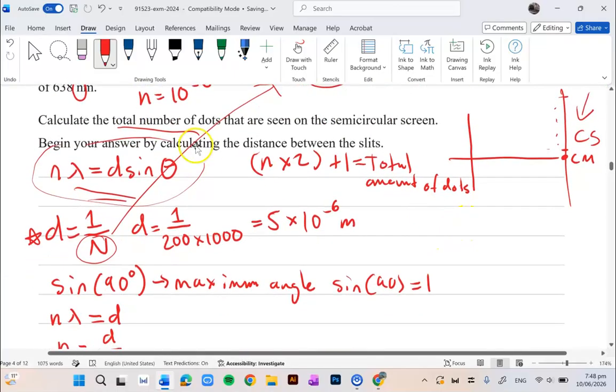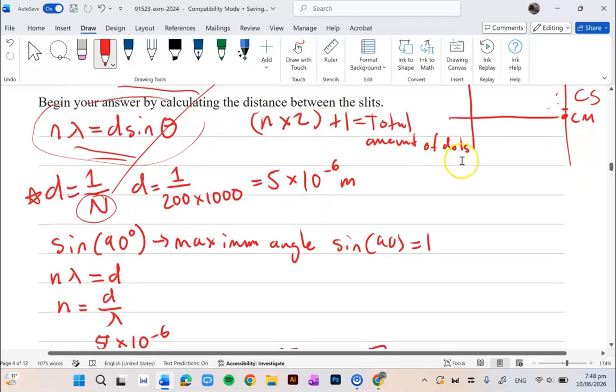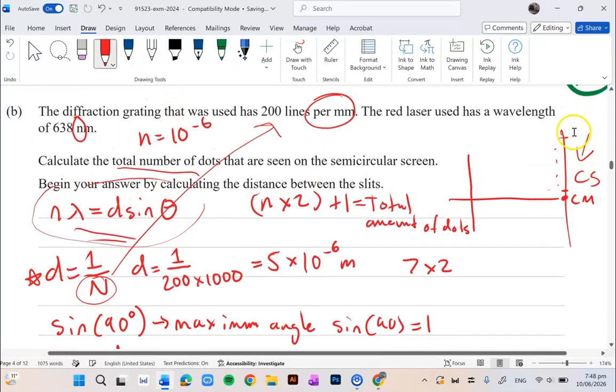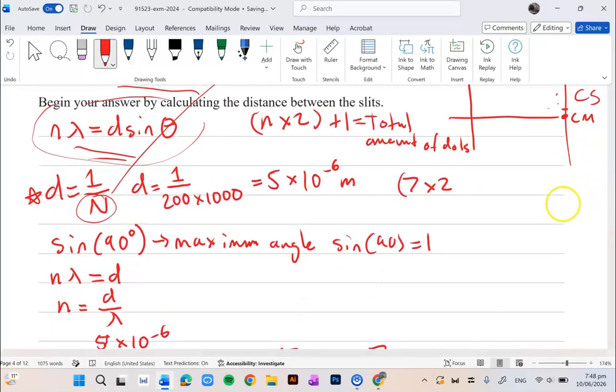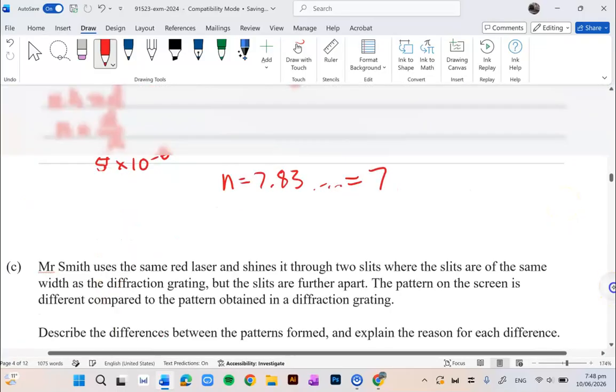So the total amount of dots from the formula up here is going to be 7 times 2, because we're accounting for both halves, plus the dot in the middle, which is always going to be there, and that is going to be 15 dots.